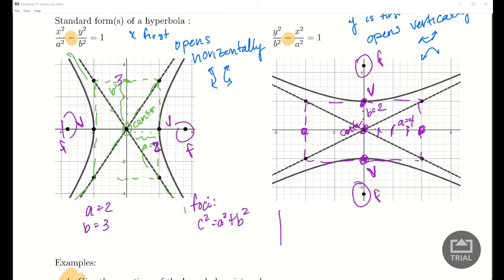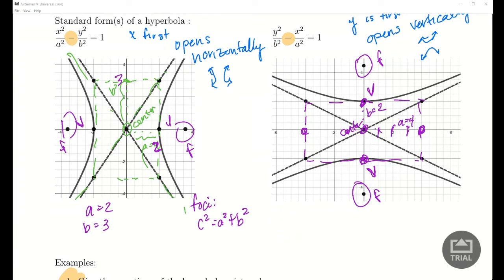You can also think about that for an ellipse. The foci are inside, so we want C to be less than B or A, because it has to sit inside of your shape. For a hyperbola, here's our A or our B. We want the foci to be bigger than that. So we want C to be greater than A or B, because we need it to sit outside, further away from center. So we want C big. So that's why we add here.